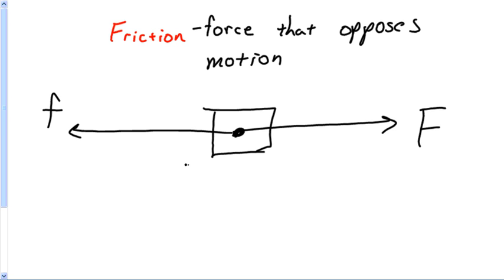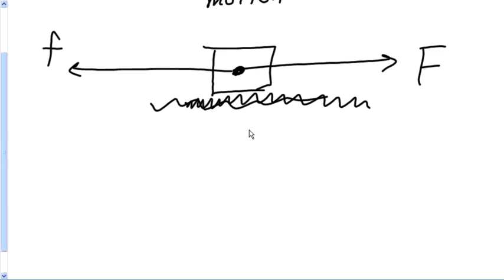So when we think about friction, we think about a rough surface, something like this. So here's a nice rough surface that we've got going on here. So we're going to try and drag this thing across this rough surface. Well, let's go ahead and take a look at a formula for friction.